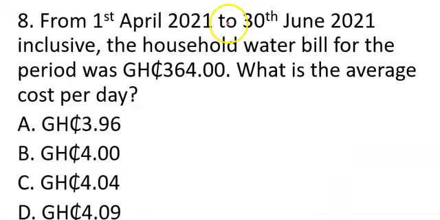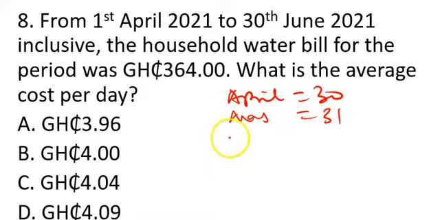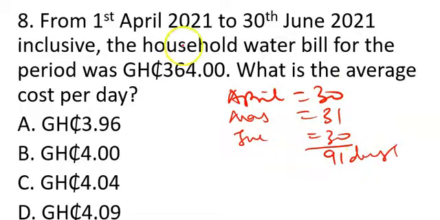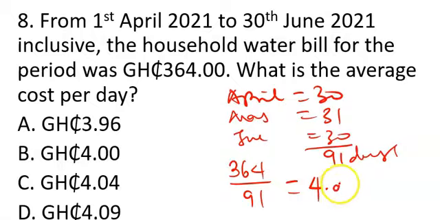Question 8. From 1st April 2021 to 30th June 2021 inclusive, the household water bill for the period was 364. What is the average cost per day? To do this, we need to know the number of days in each month. April has 30 days, May 31 days, June 30 days, so now we have 91 days. For the average cost per day, the total cost, 364, is divided by the number of days, 91, and this is 4. Let's move to question number 9.